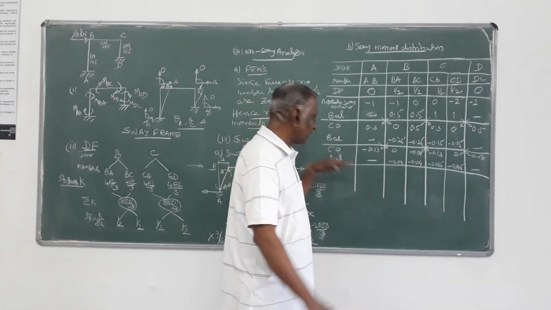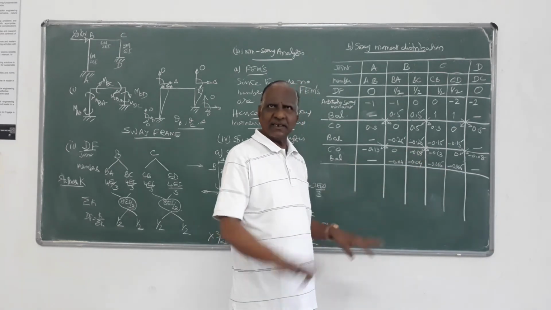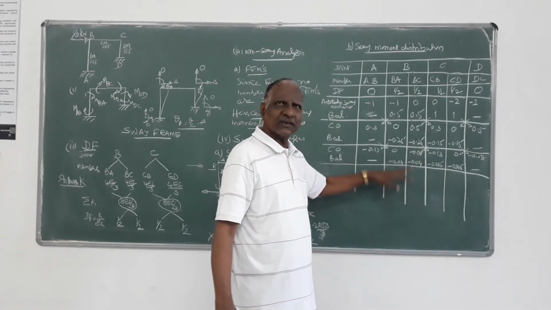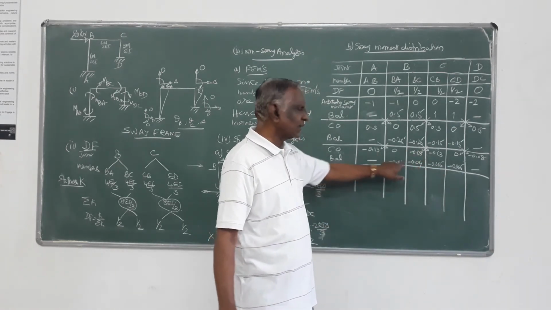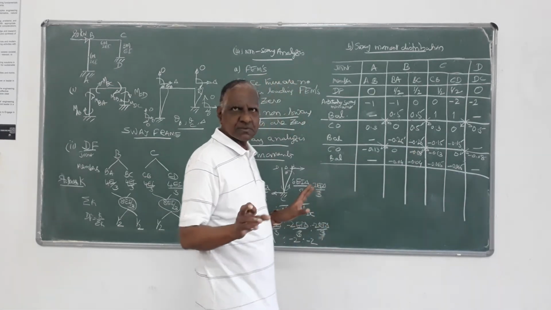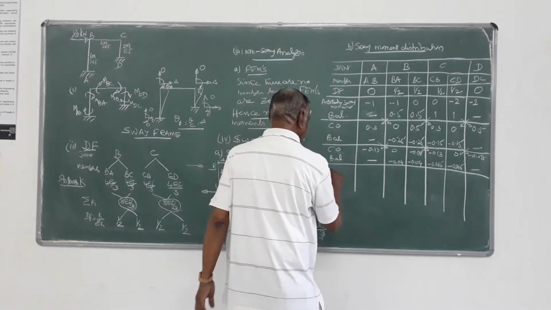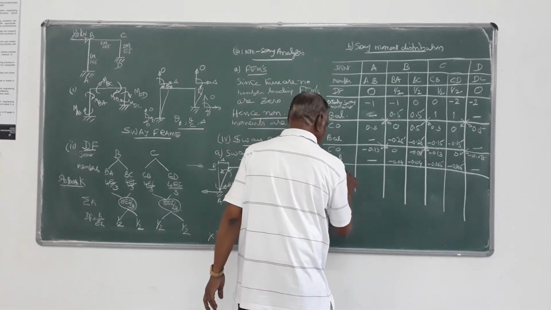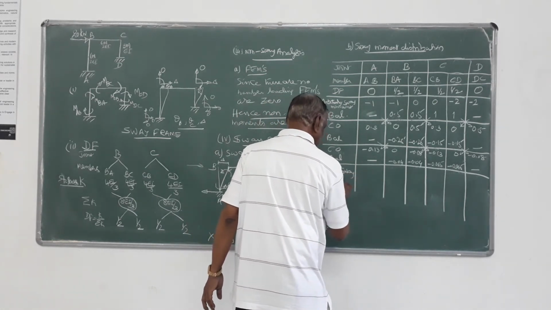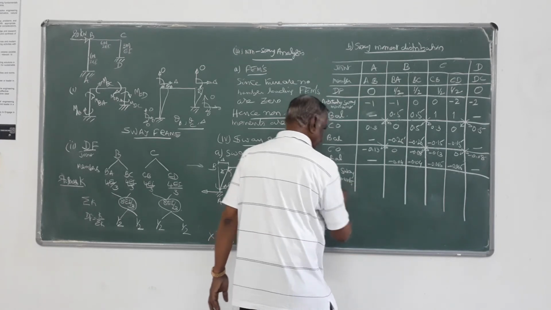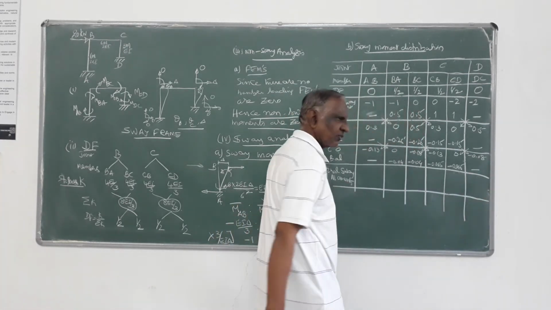In the earlier problems, balance was automatically stopping. Here, you can stop at a stage when the balance moments become very small. That you have to observe in this problem. Then you can find out the final sway moments.